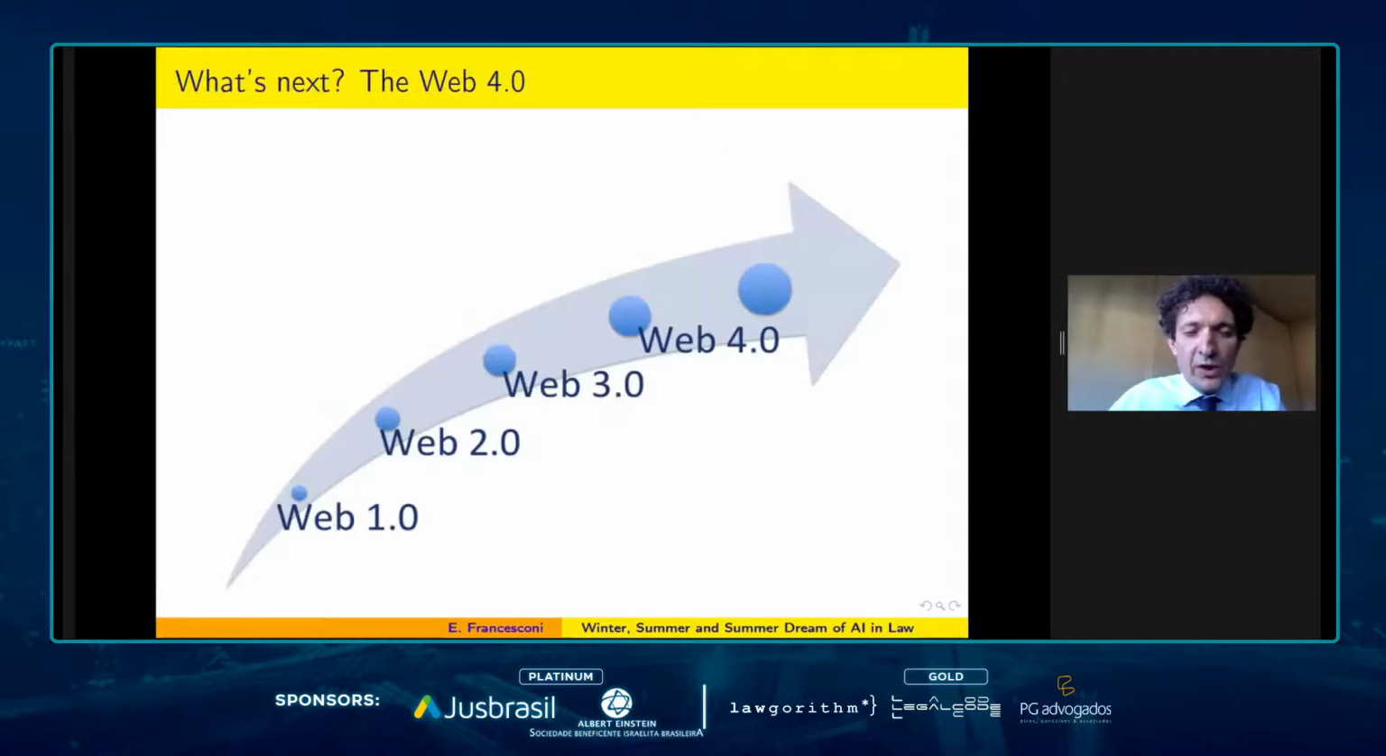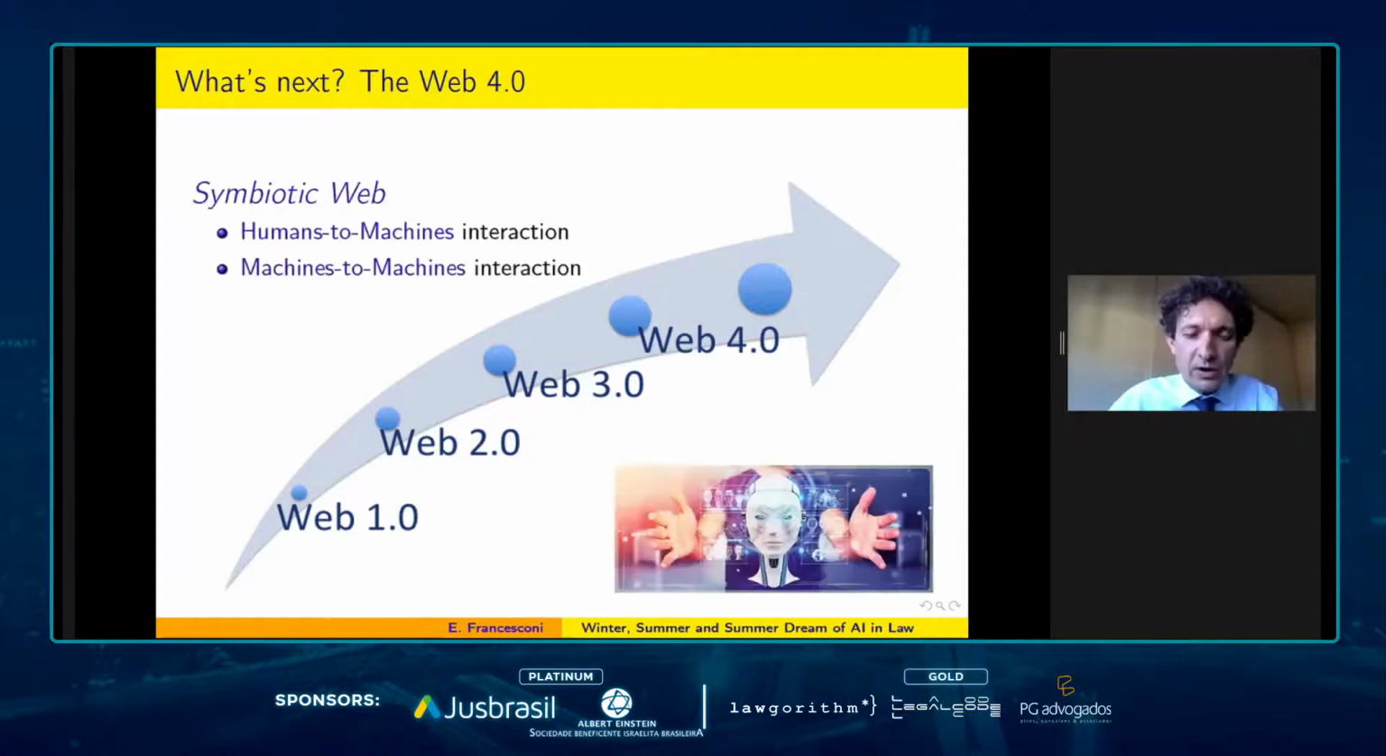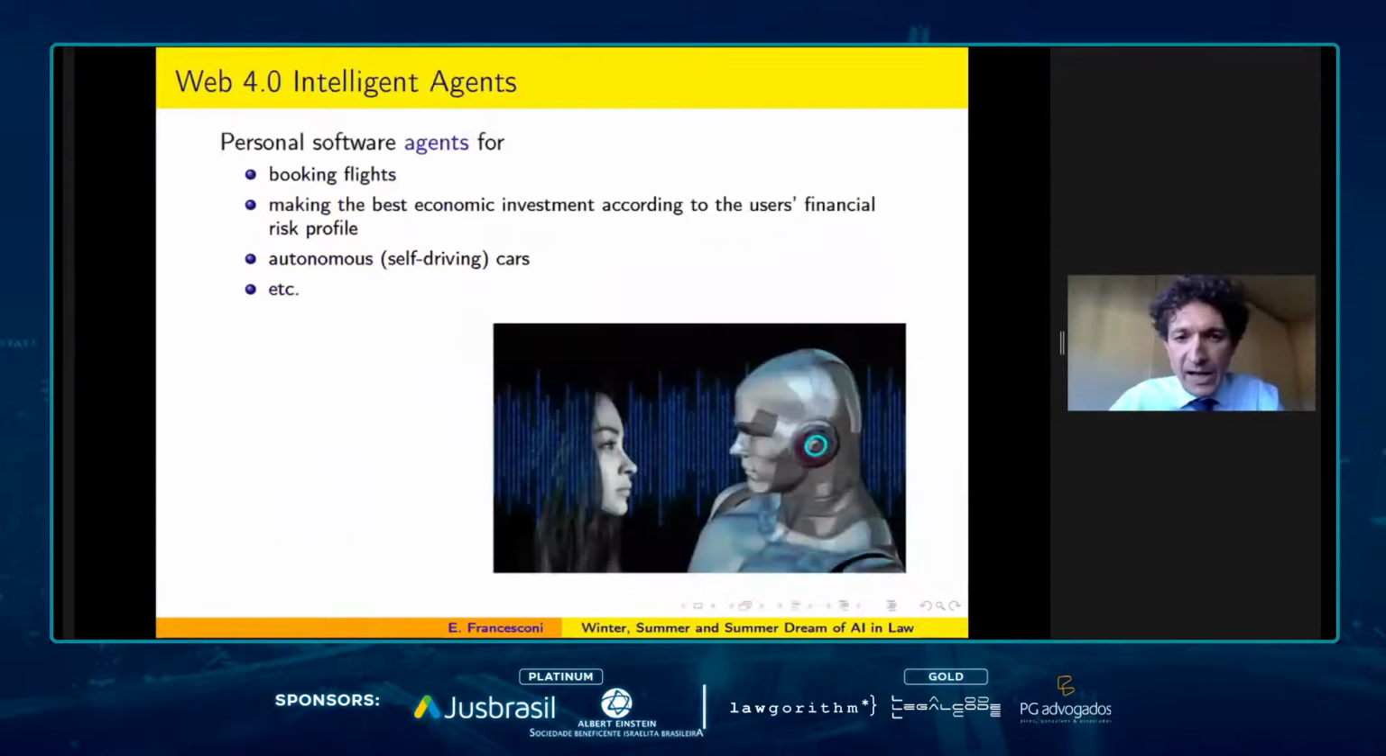So what's going on next? I think that the next generation of AI systems will be linked to the evolution of the web, and in particular to what in the literature is addressed as Web 4.0, also called the symbiotic web, where humans and machines can interact with one another, and machines will interact as well. So nowadays we already have personal software agents, but in the near future we will have more advanced systems for booking flights, for making the best economic investment according to the user's financial risk profile. We will have autonomous or self-driving cars and so on.